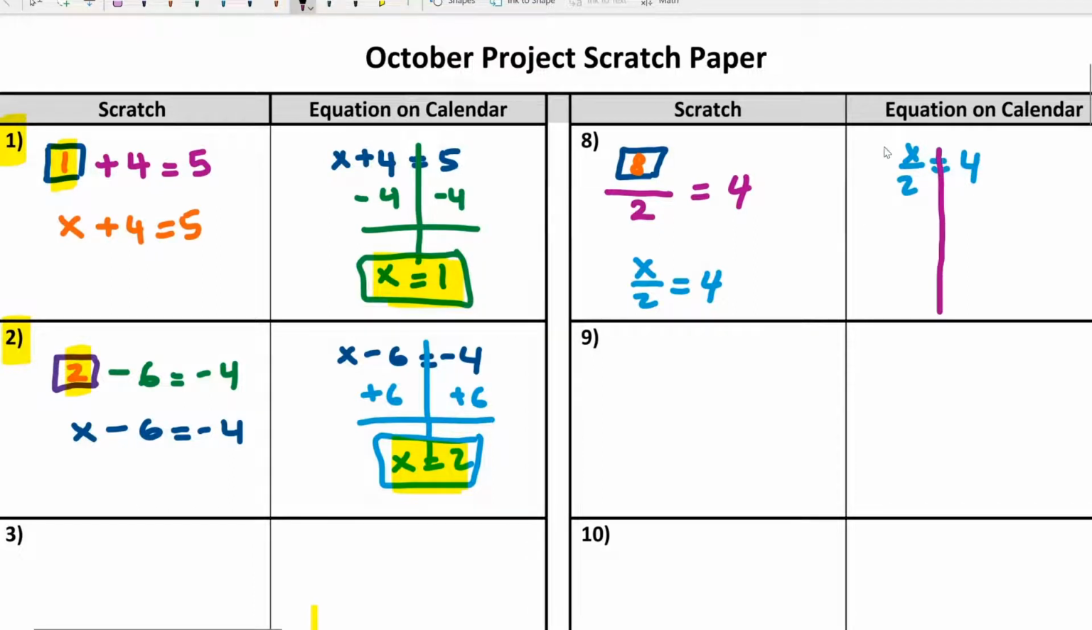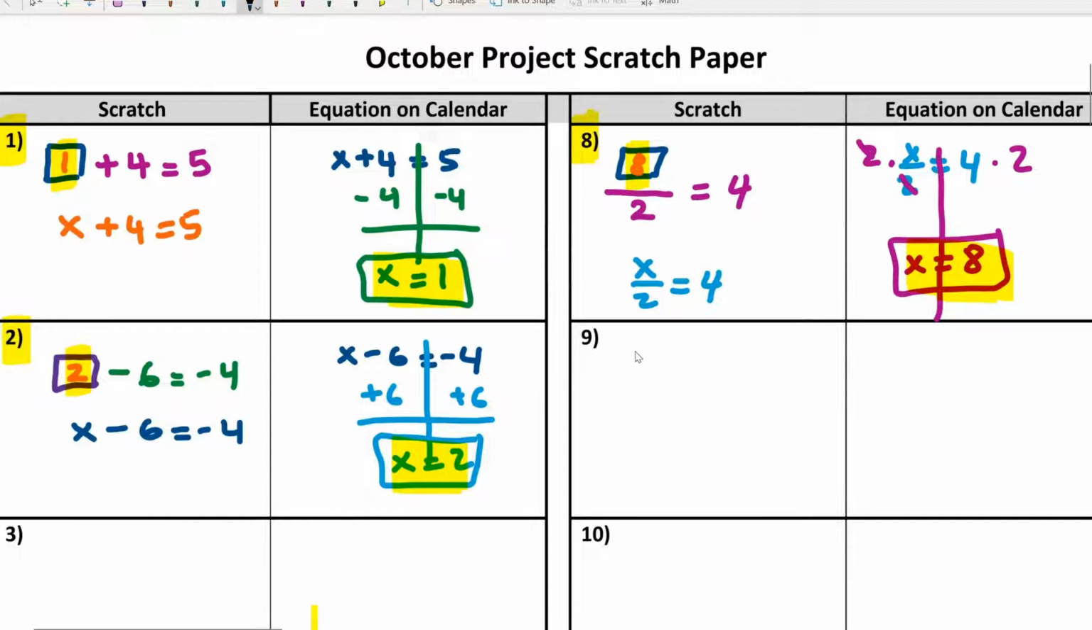To solve for x, you're going to do the opposite operation. Since x is divided by 2, you do the opposite this time: multiply 2 to both sides. That allows you to cross out the denominator, x equal to 8. Voila, that's it. Our answer matches the date, matches the box.